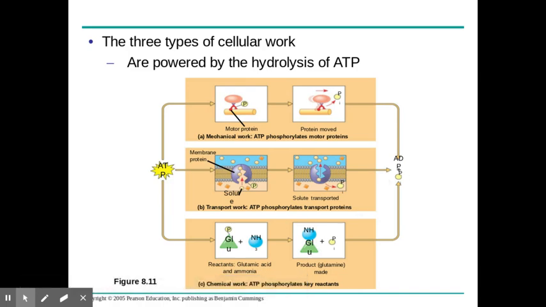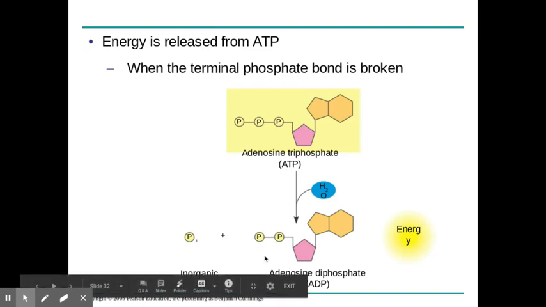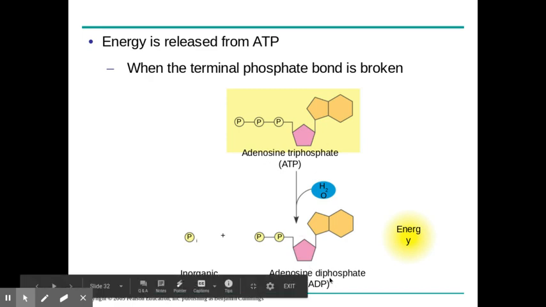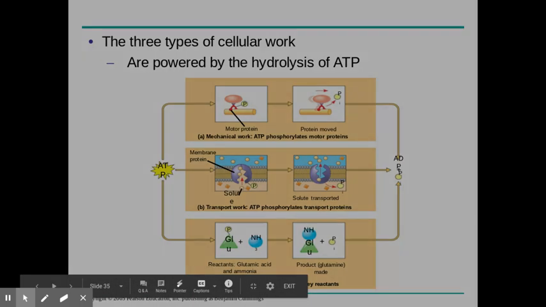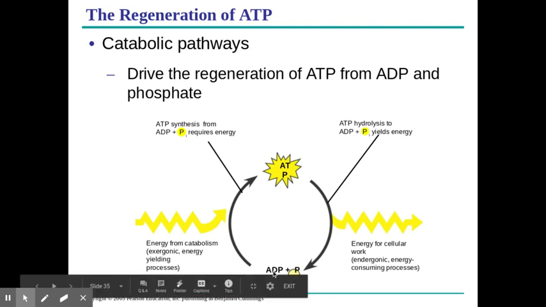Now, what does ATP become when it breaks off that last phosphate? It becomes ADP. So adenosine triphosphate, tri meaning 3, adenosine diphosphate, di meaning 2. So it only has the 2 there. All right. Catabolic pathways drive the regeneration of ATP back from ADP. So again, here's that ADP, adenosine diphosphate. So we would add that through a catabolic process.